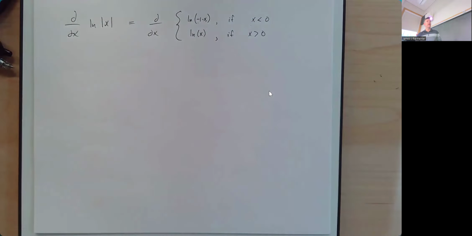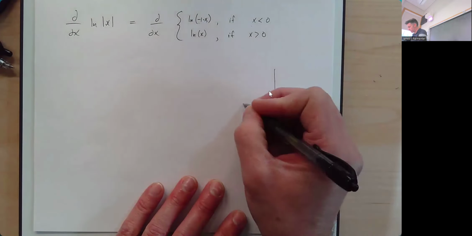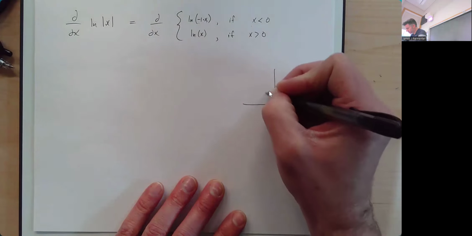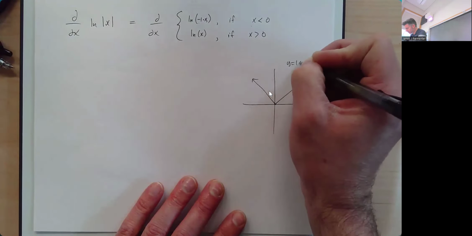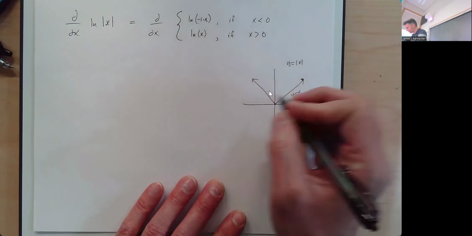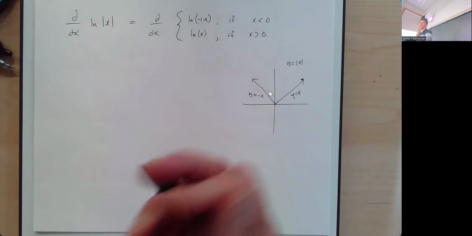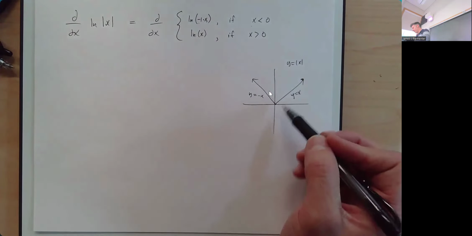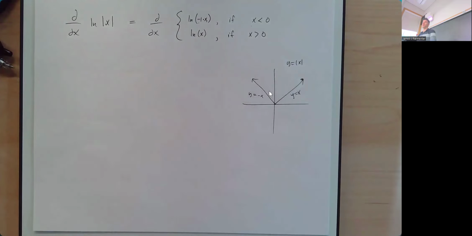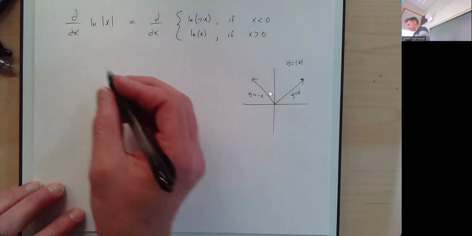But it's really because, if you look at the absolute value function, you get y equal to x on the right and y equal to -x on the left. That's why we're breaking it up this way. And now check this out.